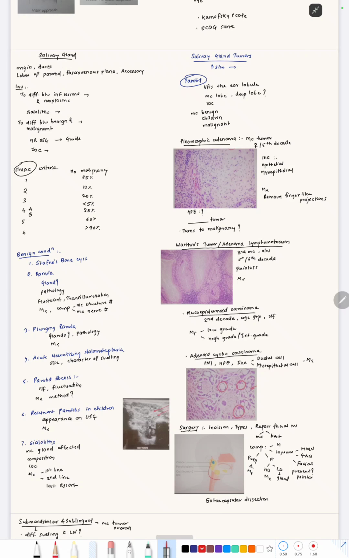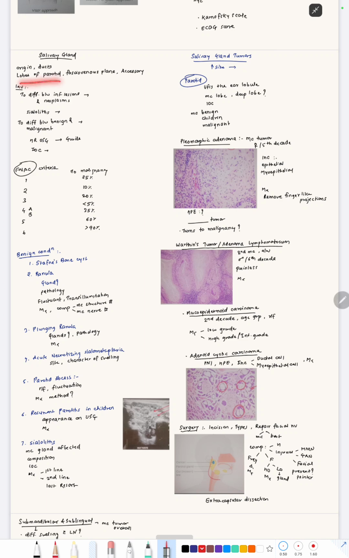Then the submandibular gland, the duct is Wharton's duct. This Wharton's duct has an anti-gravity drainage, and it opens on either side of the frenulum. Now there are increased chances of stone formation in this Wharton's duct, and so in the submandibular gland.